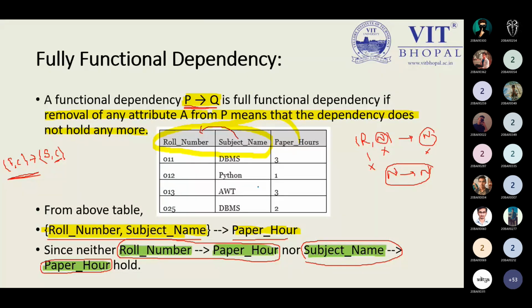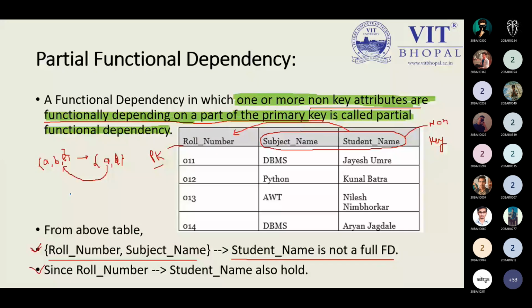Next, we have the partially functional dependencies. In partially functional dependencies, we have to understand that when one or more non-key attributes are functionally dependent on a part of the primary key, it is called a partially functional dependency. I'm not talking about the partial triple functional dependencies. I'm talking right now about the partial functional dependencies.